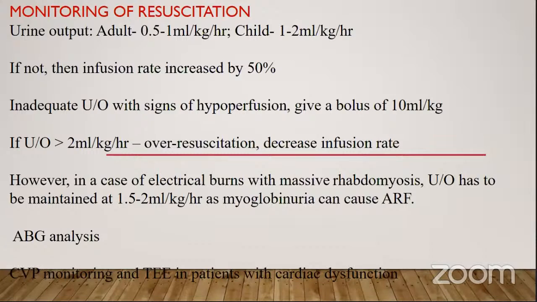In electrical burns, however, because of massive muscle breakdown and myoglobinuria, which may cause rhabdomyolysis and subsequent renal failure, the aim should be a higher urinary output of 1.5 to 2 ml per kg per hour in adults. Other monitors for the fluid resuscitation include arterial blood gas, central venous pressure monitoring, and lactate can also be used to monitor the efficacy of fluid resuscitation.